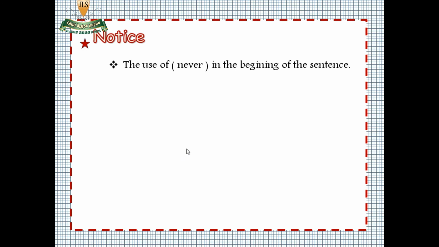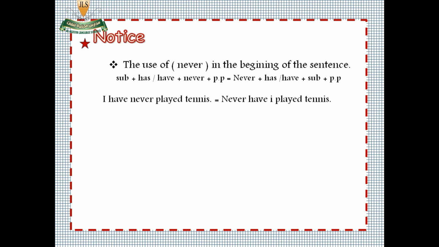I use never in two ways. Let's see it. I can use it after have plus the past participle, and I can use it at the beginning of the sentence. Subject has or have plus never plus the past participle equals never plus has or have plus the subject and the past participle. I have never played tennis equals never have I played tennis.